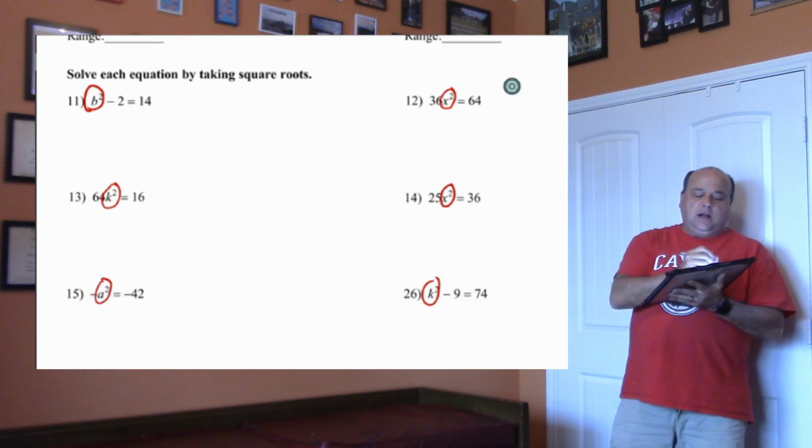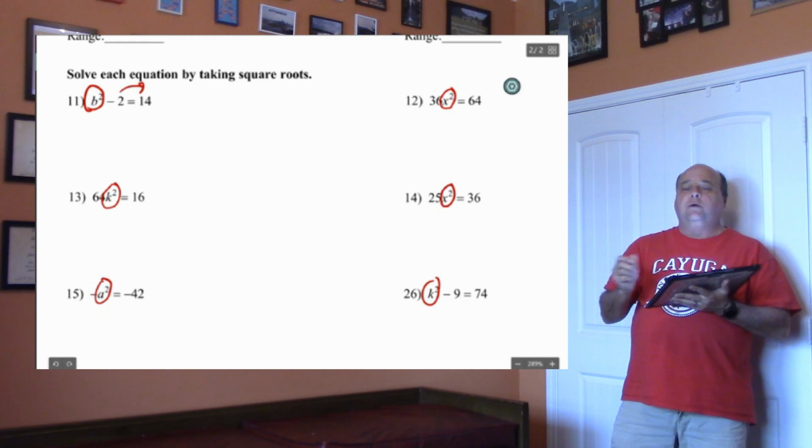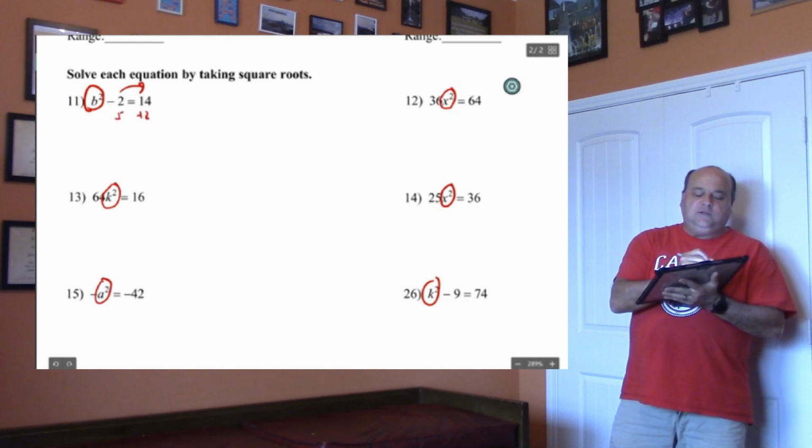So let's do number 11. I've got to move the 2 over, don't I? So I'm going to add 2 to both sides, and that's going to give me b squared equals 16.